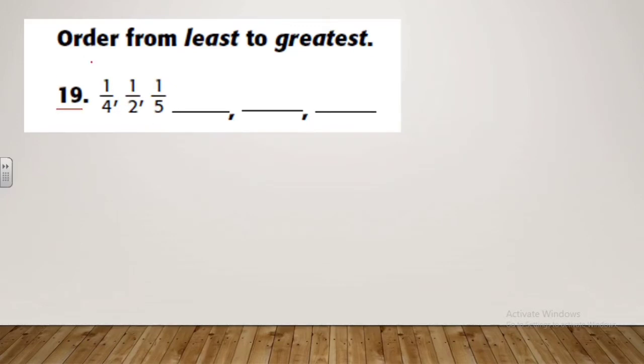Okay, let's see question number 19. Here he wants you to order from least to the greatest. So he wants you to search for the small fraction. Well, here we will look up or down. We will look down because the numbers in the denominator are the same.